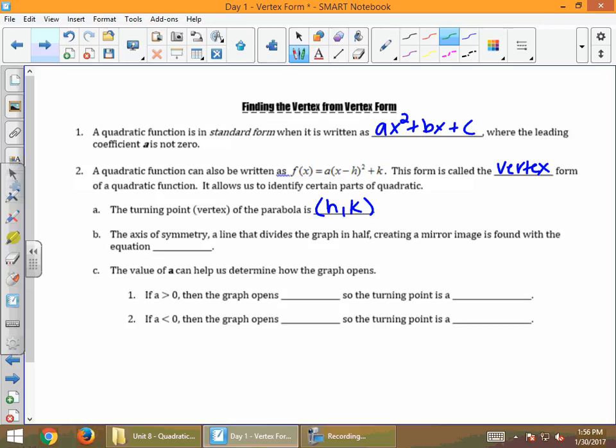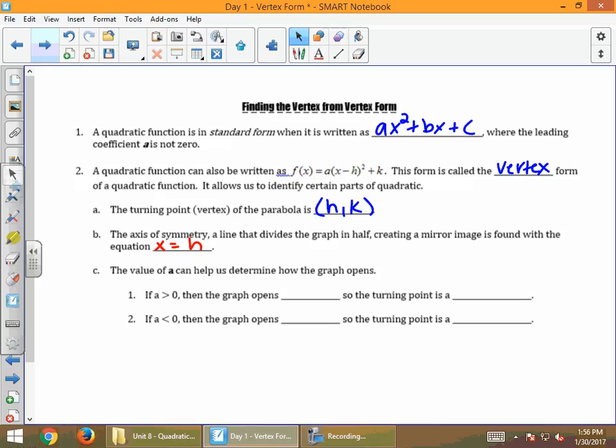The axis of symmetry, again, that's the line that divides the graph in half, creating a mirror image. It's found with the equation x equals h. It's no different. The x value of your vertex or turning point is always going to be that number for your axis of symmetry. X equals whatever your h is. Okay.